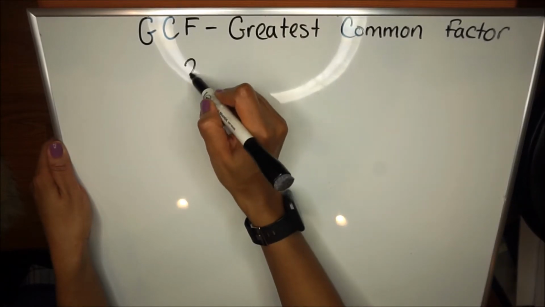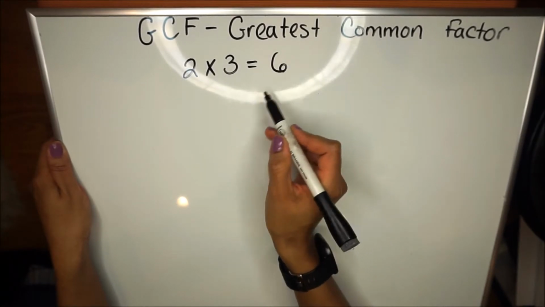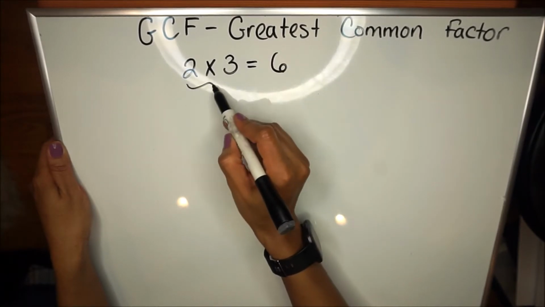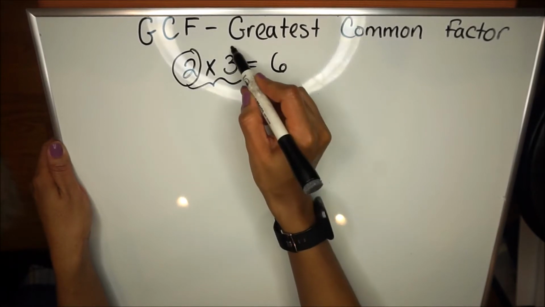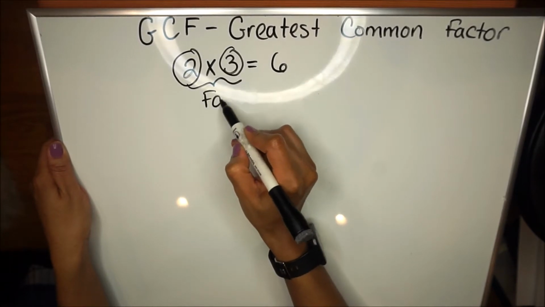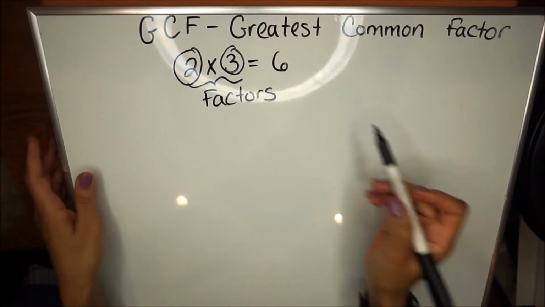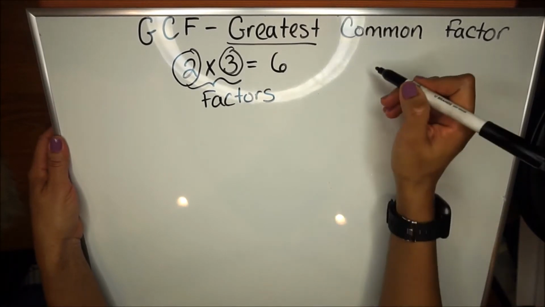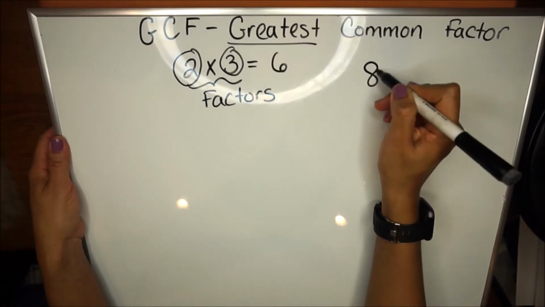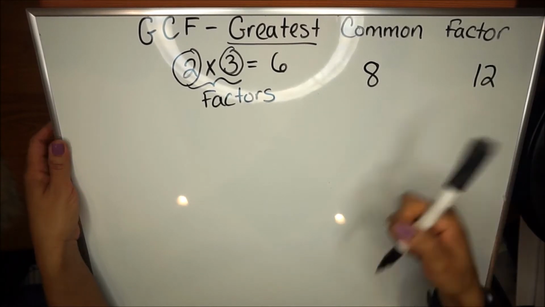For example, 2 times 3 is equal to 6. Well, the factors, or the numbers that I use to multiply to get 6, are 2 and 3. So 2 and 3 are factors. Now, how do we find the greatest common factor of two numbers? We're going to start out by taking a look at the number 8 and the number 12.